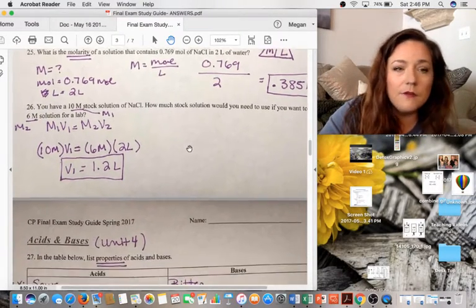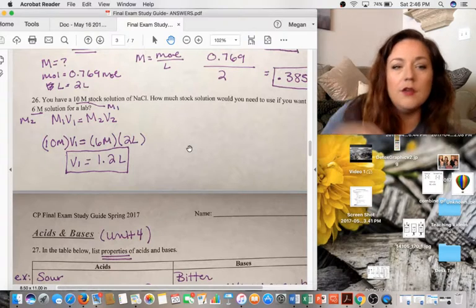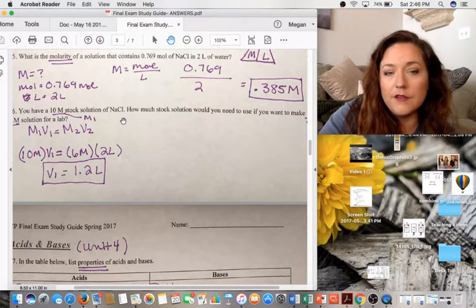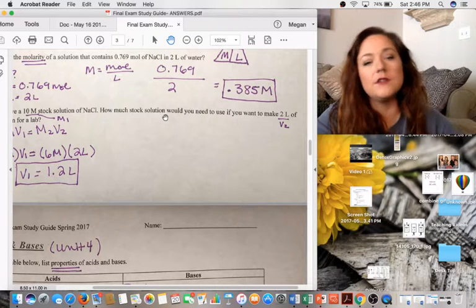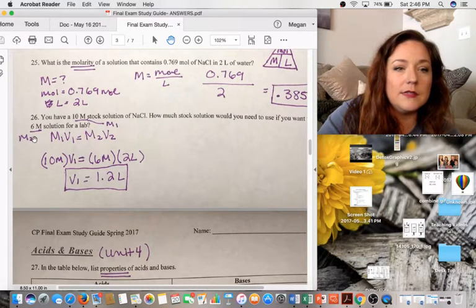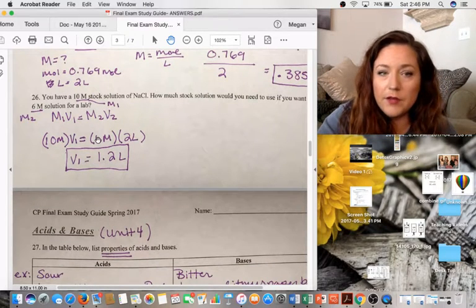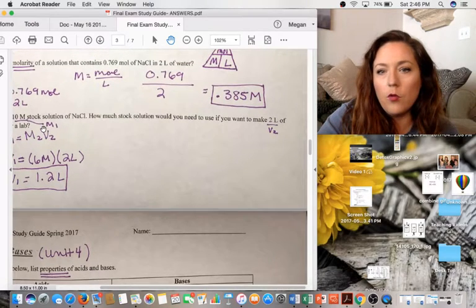Then for 26, M1 V1 equals M2 V2. So we are given, you have 10 molarity of stock solution of sodium chloride. And then you want to discover how much stock solution would you need if you wanted to make 2 liters of 6 molarity solution for a lab. So M1 V1, M2 V2. 10 molarity is your M1. 6 molarity is your M2. That's what you're wanting to find. And then 2 liters is your V2.